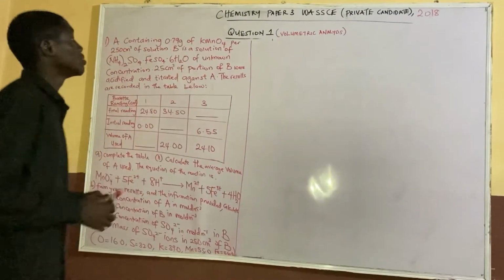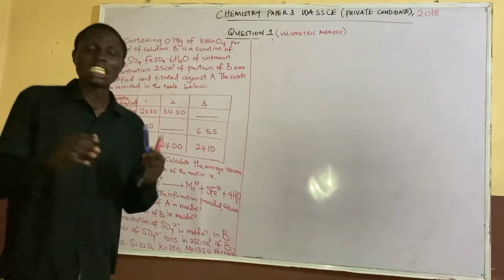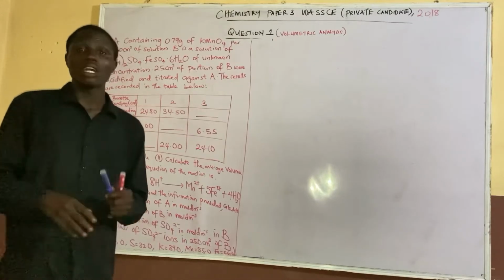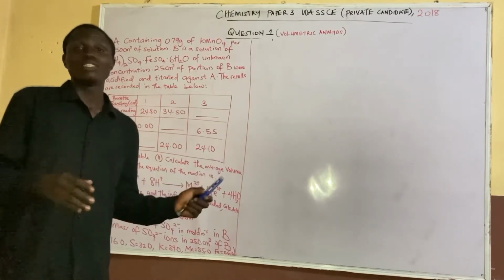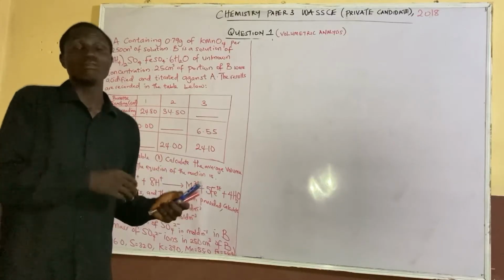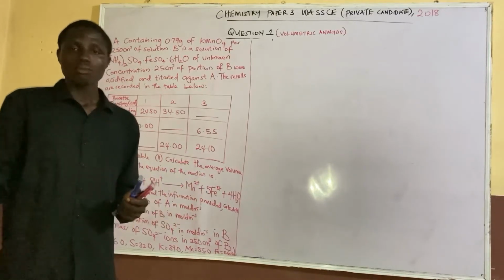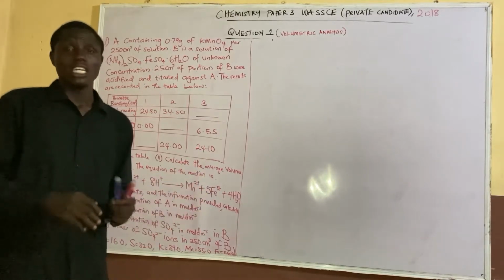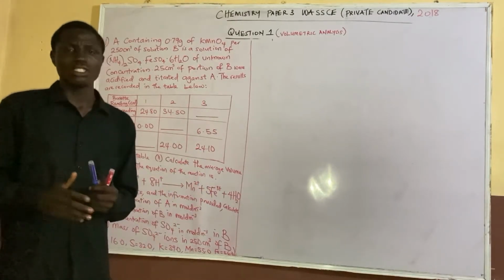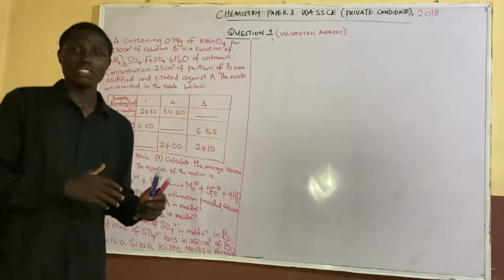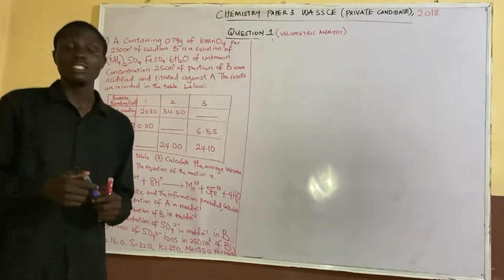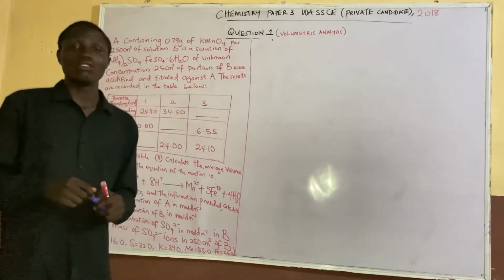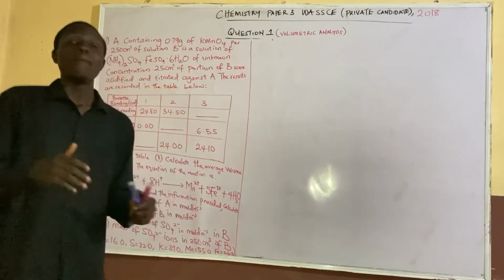Now here is volumetric analysis, and basically this type of titration is redox titration, because we are going to be doing the titration between acidified KMnO4 and a complex salt, which is a redox reaction, and we call it redox titration. If you watched the previous video, we talked about neutralization titration, the one that involved acid, base and salt.